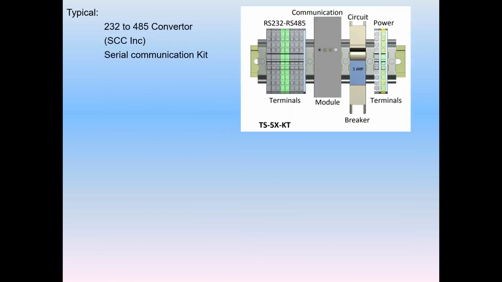A typical RS-232 to 485 converter can come from many manufacturers, including SCC. This happens to be an example from SCC Inc. This shows a serial communication kit. Basically, you're bringing an RS-232 to the terminals, going through a 485 converter module, and sending it back out on a 485 protocol. That would include a protective circuit breaker and some power connections, all put together on a convenient DIN rail, and these kits are available through the SCC offices in order to convert the LMV5 to 485 communication.